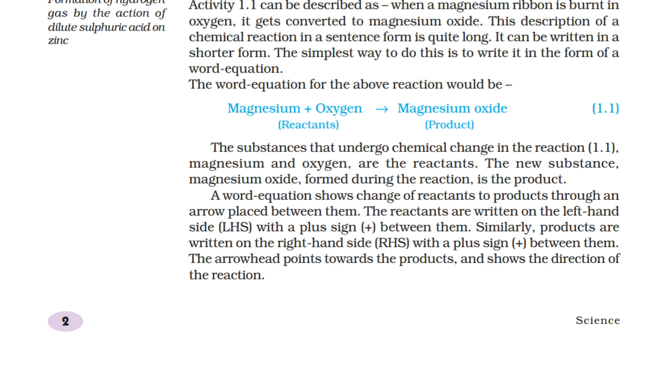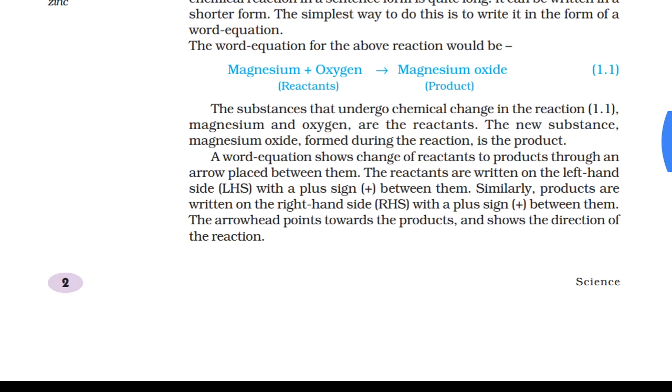A word equation shows the change of reactants to products through an arrow placed between them. The reactants are written on the left-hand side, that is LHS, with a plus sign between them. Similarly, products are written on the right-hand side or RHS with a plus sign between them. The arrowhead points towards the products and shows the direction of the reaction. जो arrowhead है यहाँ पे तो वो direction देता है कि किस तरफ reaction हुआ है.